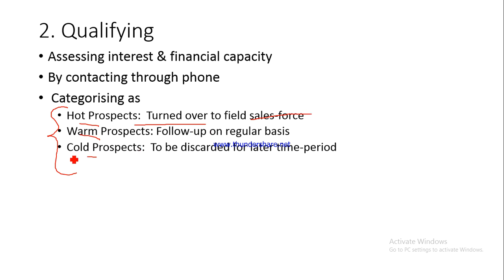What do you do with the cold prospects? Cold prospects are the least likely to buy your product. So you simply do not do anything. You just keep the names and the other contact details of such prospects in your database. You don't take any immediate action because they are less likely to buy your product. However, you can use this list at a later stage where some of the cold prospects may turn into hot prospects. I'll give an example.